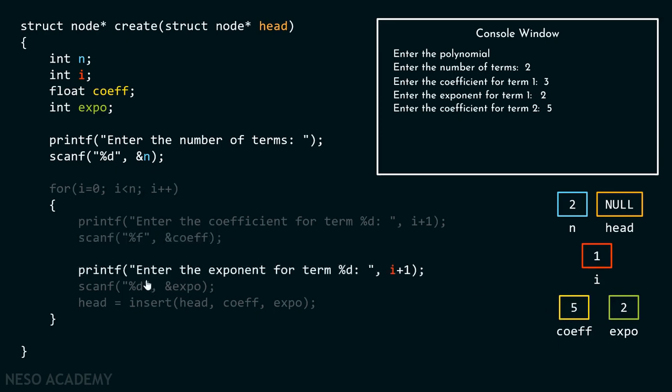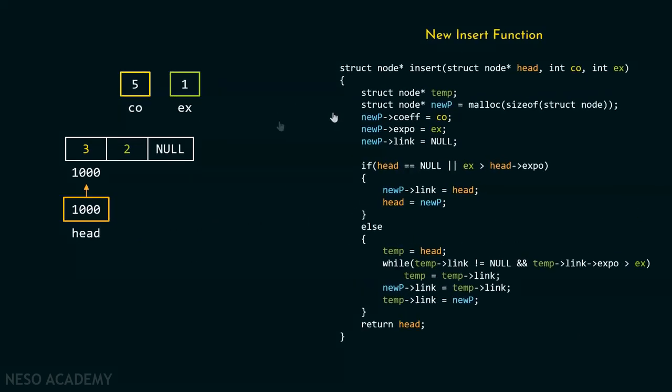And then after this, with the help of this printf function, again, we will ask the user to enter the exponent for term 2. And then after this, with the help of the scanf function, we will be able to receive the exponent entered by the user in this particular variable, right? And then the insert function is called. Now let's see the insert function once again. Here in this case, obviously the coefficient is 5 and the exponent is 1, right?